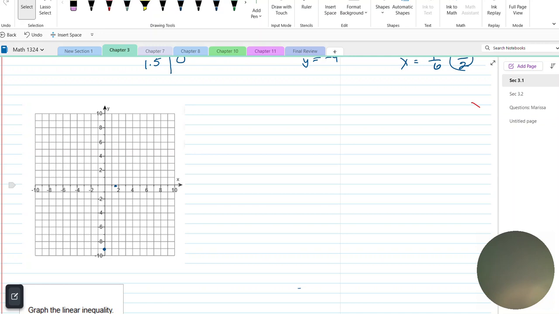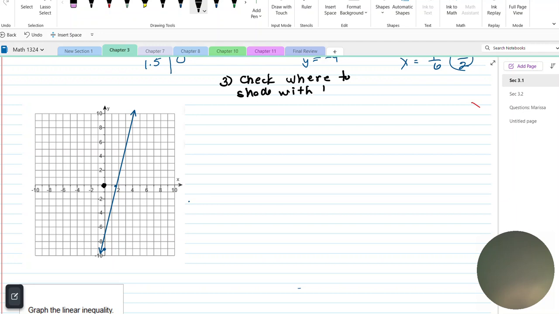I'm going to do my line. That's pretty good. That's good. Now we notice that our test point is going to be something easy. So we're going to do (0, 0) again. So my test point is (0, 0). So remember my equation.